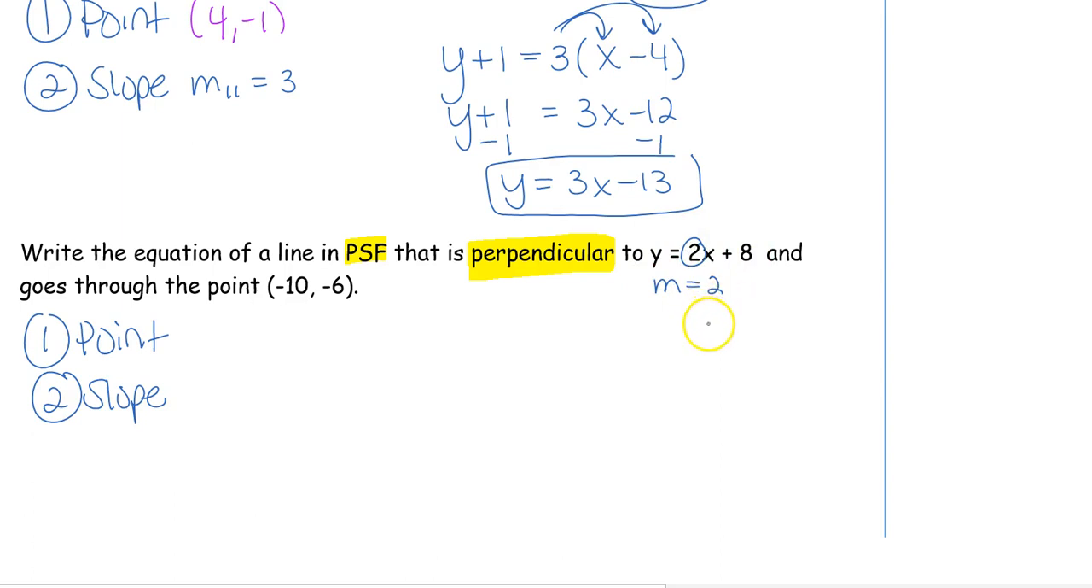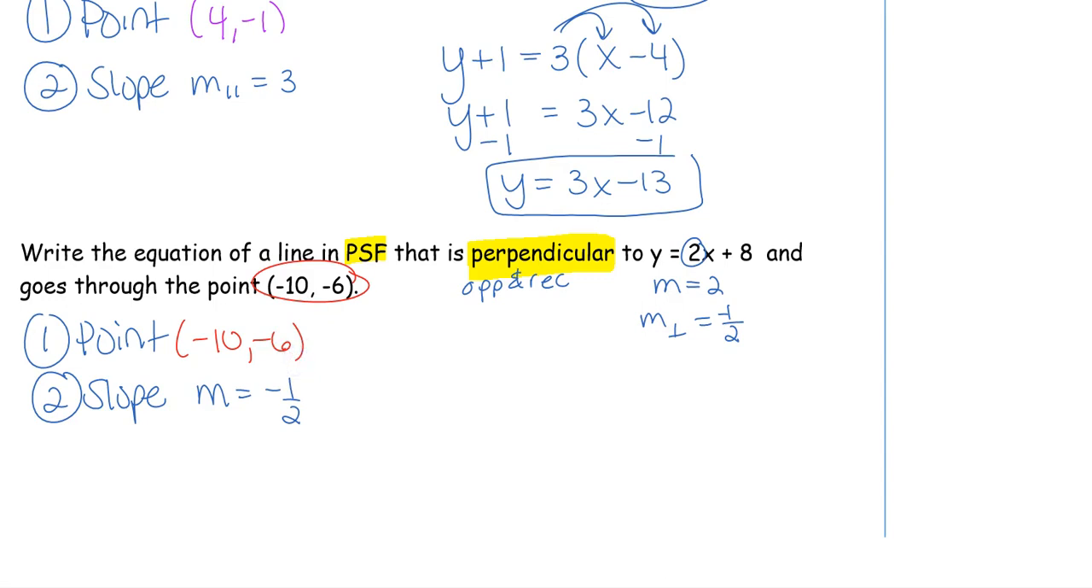Perpendicular means opposite and reciprocal. So the opposite of a positive 2 is going to be negative. The reciprocal of 2 is a -1/2. So the slope of my new line is going to be a -1/2. So I need the point. I keep on reading, and it tells me that it wants it to go through the point of -10, -6. Now I have my point, and now I have my slope.